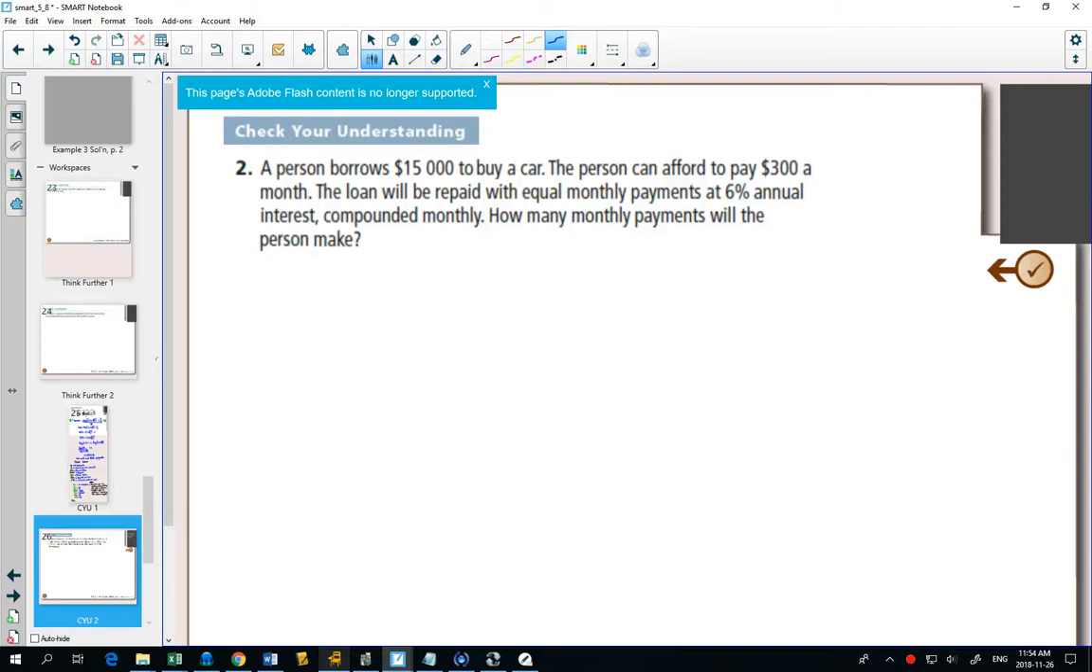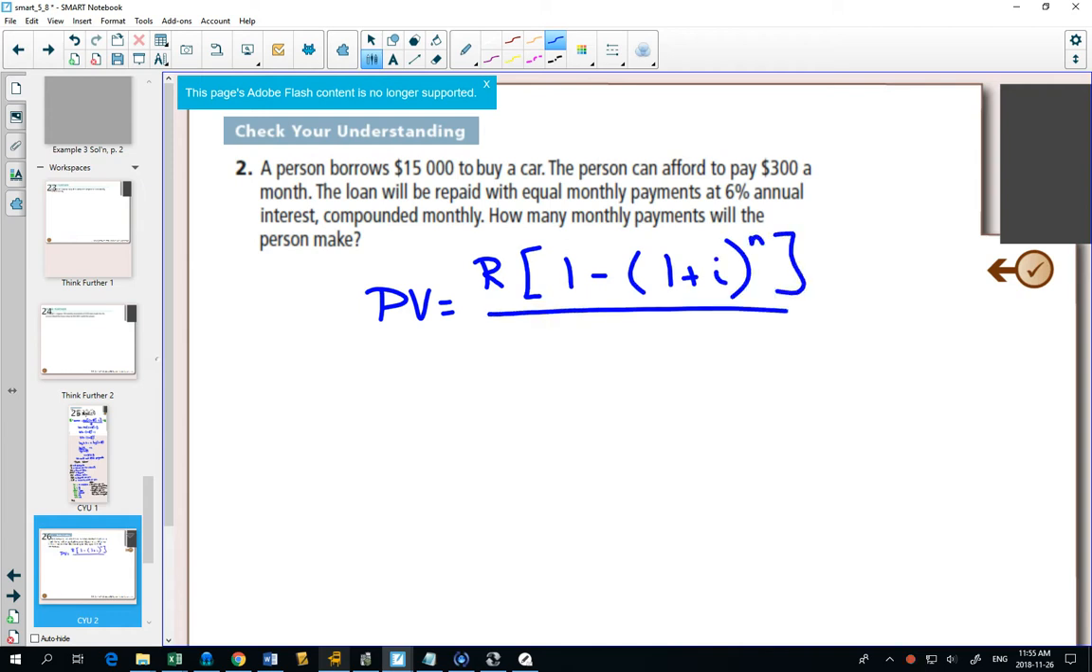Another formula that you have is at the top of page 432. That formula looks like this. PV equals R times [1 minus (1 plus i) to the negative n], sorry, i to the negative n, all over i, where i, R, and n are all similar things.